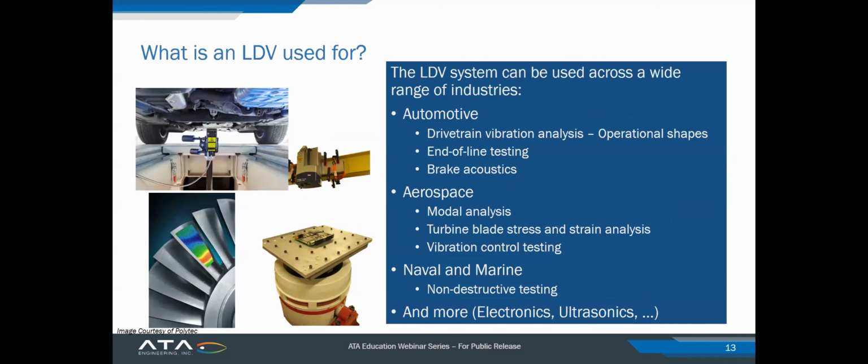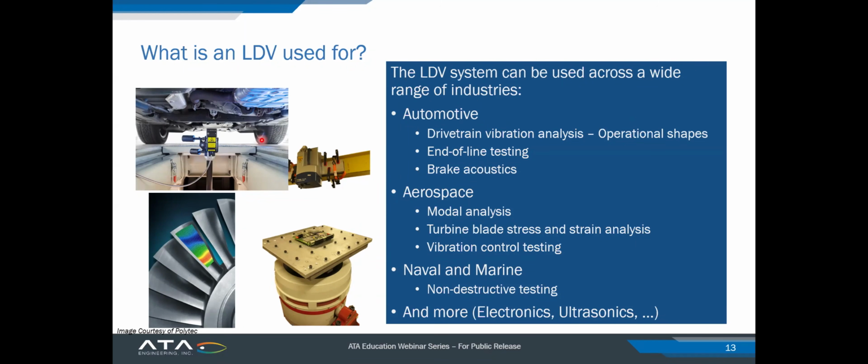So, what is the laser vibrometer used for? It could be used across a wide range of industries: the automotive industry, aerospace, naval and marine, and even more, such as electronics and going into even ultrasonics. It's serviced by a lot of industries, but there are a lot of different applications. In the automotive industry, you can do your drivetrain vibrational analysis, looking at the operational shapes of your drivetrain in motion. That's what this image in the top left is showing.